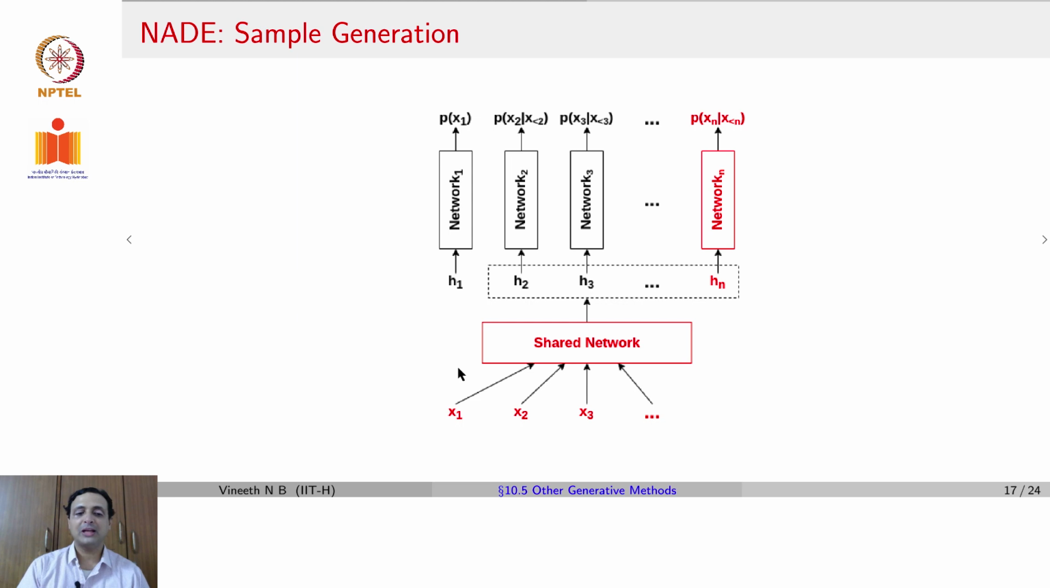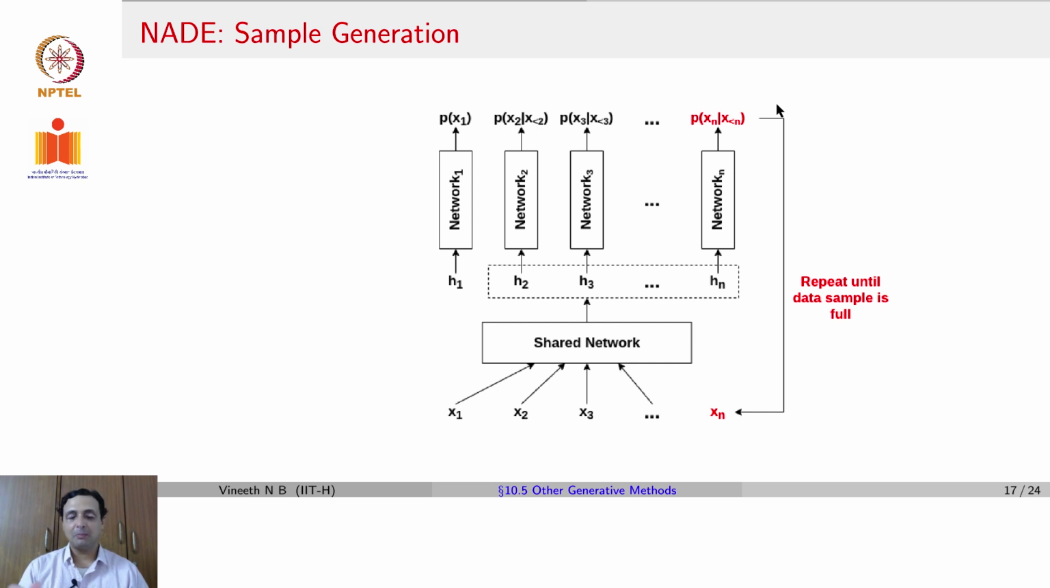Then x1 and x2 together are fed in to get h3. That is used to get p of x3. That is then fed in to get x4, and so on and so forth, and you continue this process until the last network to predict p of xn given x1 to xn minus 1. You can keep repeating this until the complete data sample is generated.